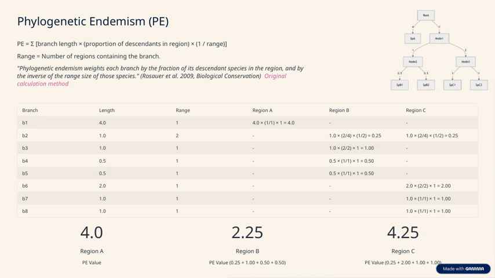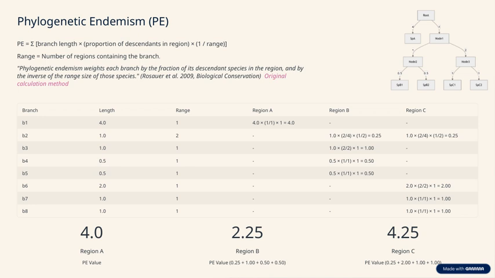Looking at the table, you can see how each branch contributes to PE in different regions, based on their range and descendant proportions. For example, branch 1 has a length of 4 and is only in one region, so its contribution is quite high. Meanwhile, branches like B6, which are present in 2 regions, contribute less to the PE of any one region because their range is broader. Summing these contributions gives us a PE value for each region.